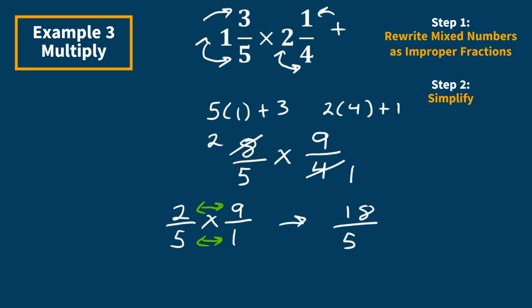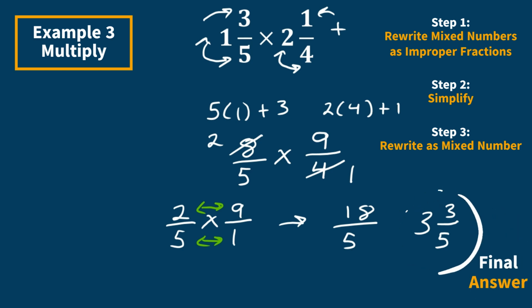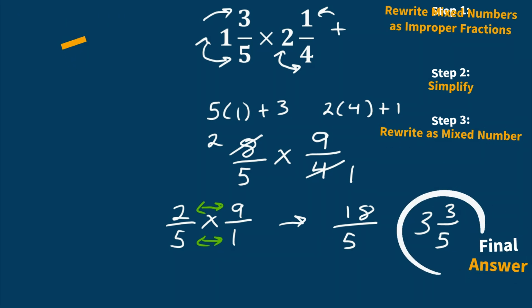And now what we can do is write this as a mixed number. So we know that 5 can go into 18 3 times. 3 times 5 is 15, so that means that there's 3 left over, which means you put that over the denominator. 3 3/5 is going to be our final answer.